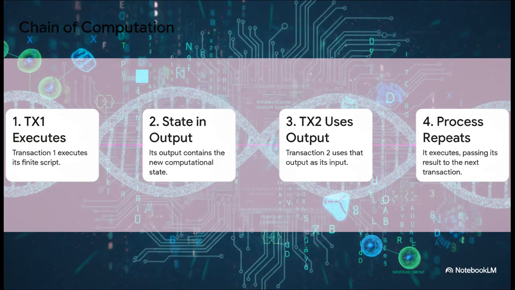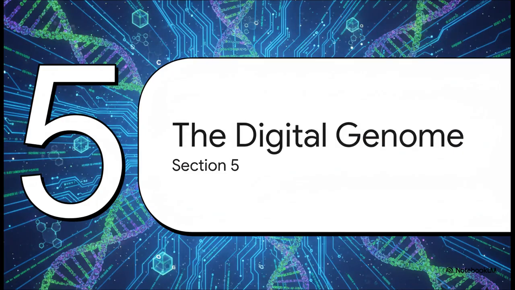Here's how that works, step by step. Transaction 1 runs its script, and it finishes. Its output can hold not just money, but also data, the new state of a program. Transaction 2 then grabs that output, uses it as its own input, runs its script, and then creates a new output for transaction 3 to pick up, and so on and so on. By chaining transactions together, you can build a process that is effectively limitless, but it's made up of these small, safe, predictable steps.